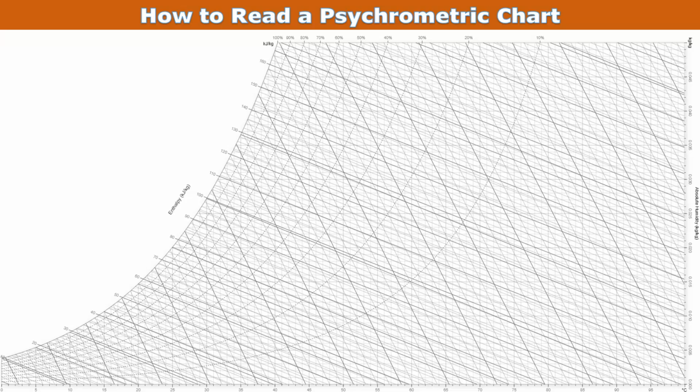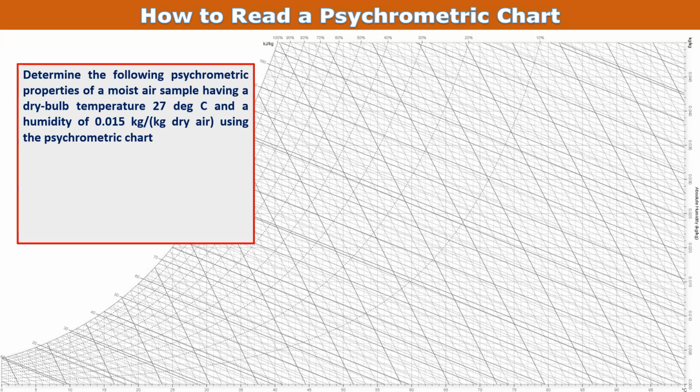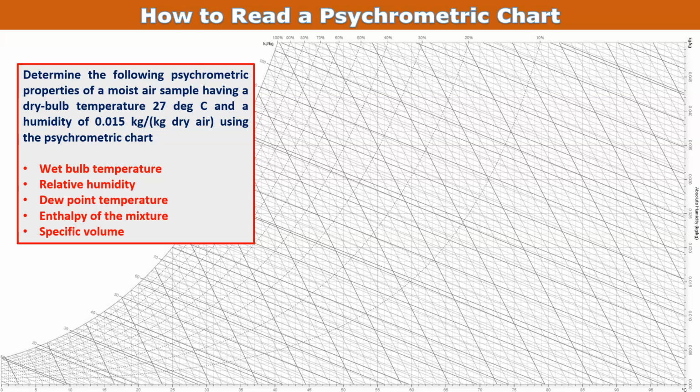Now I am taking one problem. In this problem, dry bulb temperature and humidity are given. We have to find the wet bulb temperature, relative humidity, dew point temperature, enthalpy of the mixture and specific volume. So the 2 properties given are dry bulb temperature and humidity. We have to find those 5 properties: wet bulb temperature, relative humidity, dew point temperature, enthalpy of the mixture, and specific volume.